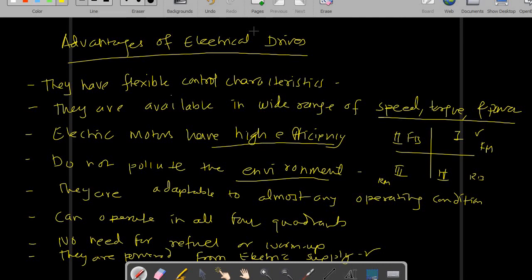Now, because of the advantages that we have discussed, the mechanical energy already available from the non-electrical prime mover is sometimes first converted into electrical energy by a generator and back to mechanical energy by an electric motor. The electrical link thus provided between the non-electrical prime mover and the load imparts flexible control characteristics to the drive. Consequently, the load requirements are fully met.